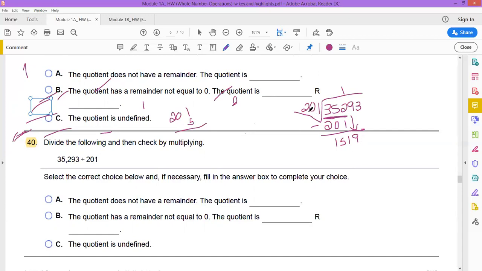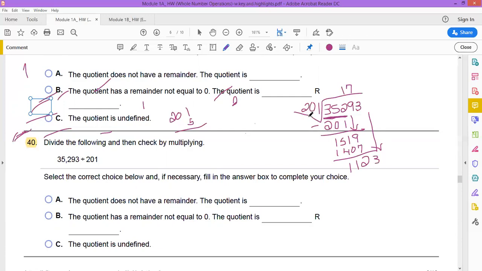We want to carry down our 9. And now how many times can 201 be divided into 1,519? It could be divided evenly or not evenly, but it could be divided 7 times without going over 1,519. 7 times 201, you'll get 1,407. And we want to subtract. 9 minus 7 gives us 2. 1 minus 0 gives us 1. 5 minus 4 gives us 1. And then we'll carry down the 3.